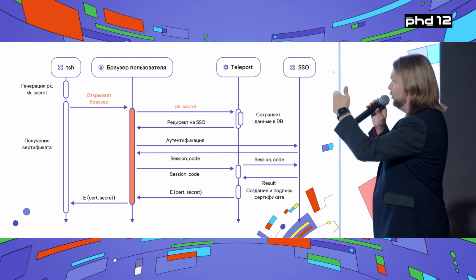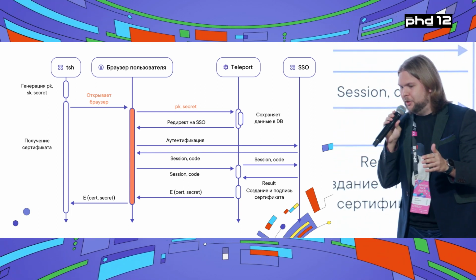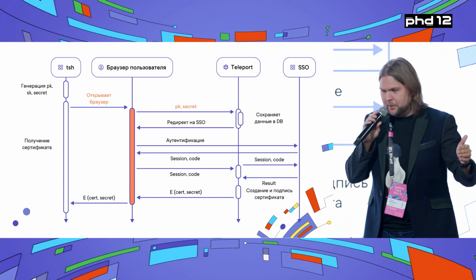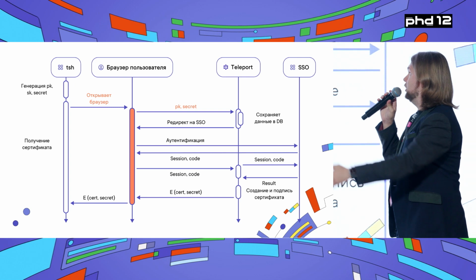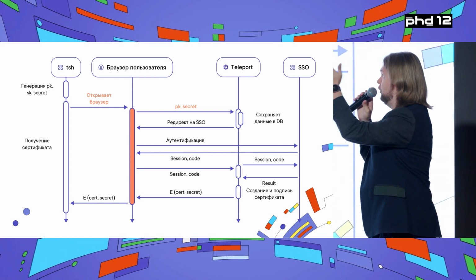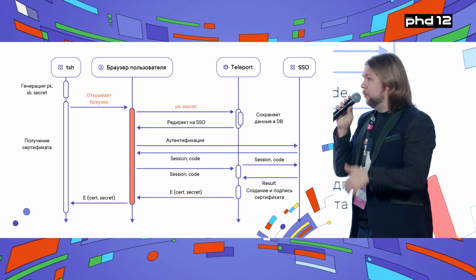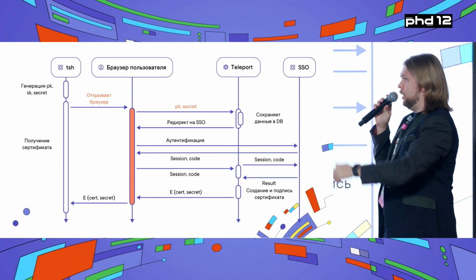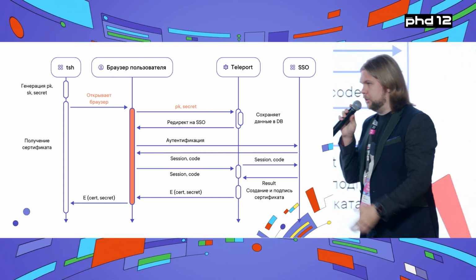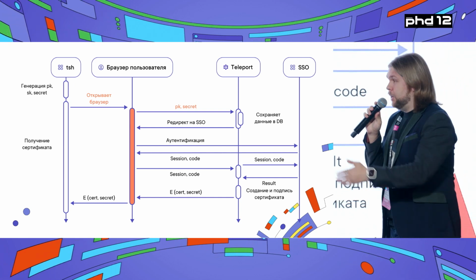The terminal would open up a browser. In order to authenticate, you have to open a browser, so that's quite obvious, it goes without saying. So the terminal opens the browser, and as an input you would get two parameters, the public key and the secret. The browser would make a redirect to the Teleport proxy, one of the components of Teleport I told you about.